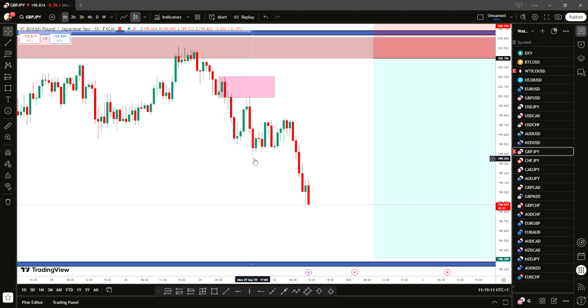It was on the 2 hour. I think even on the 1 hour it was even more clear. You would use this one here on the 1 hour, so you'd get another trade on the 1 hour. It was drop base drop, price came, tapped into the zone and dropped massively.